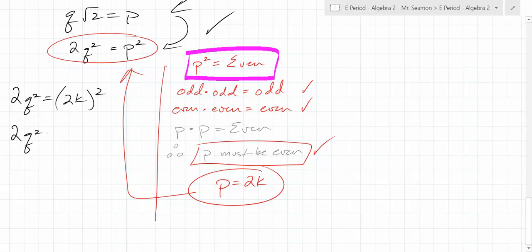4k squared, exactly. 4k squared. Can we simplify that a little bit? What can we divide both sides by? 2. So what do you get now? Q squared is equal to 2k squared.